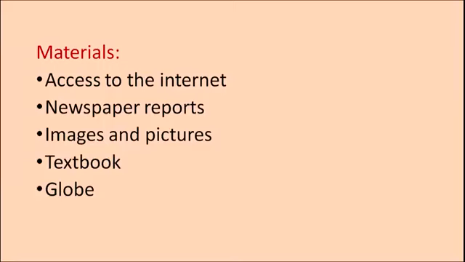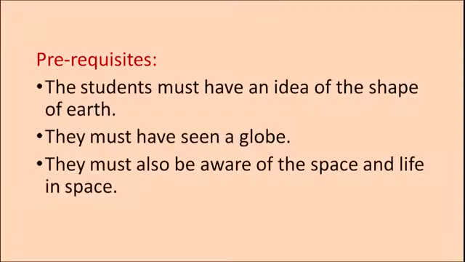Materials: access to the internet, newspaper reports, images and pictures, textbook and globe. There can be a variety of material that can be added to it. Prerequisites. These are to be mentioned in the lesson plan. The students must have an idea of the shape of earth. They must have seen a globe. They may also be aware of space and life in space.